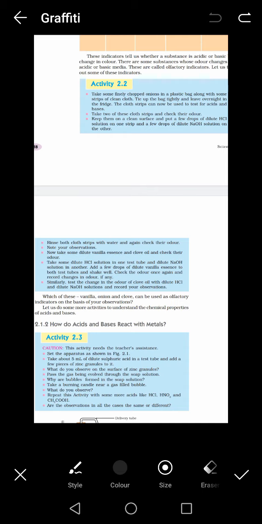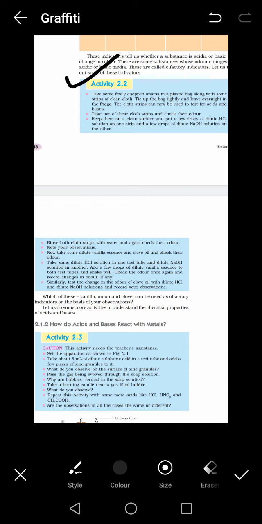Today we will discuss Activity 2.2, Chapter 2, Class 10 Science NCERT book. Okay, let's go to Activity 2.2. Take some finely chopped onion in a plastic bag along with some strips of clean cloth. Tie up the bag tightly and leave it overnight in a fridge. The cloth strip can now be used to test for acids and bases.